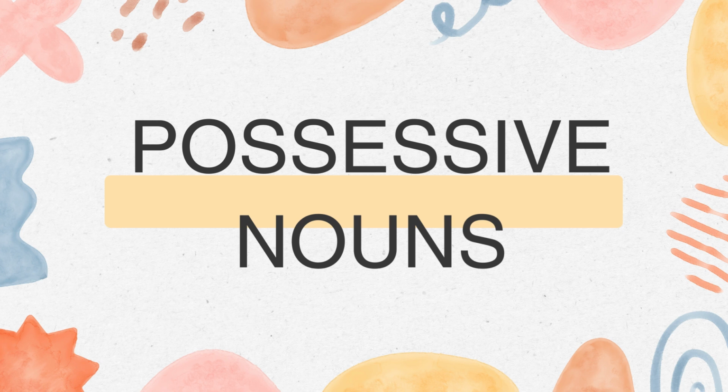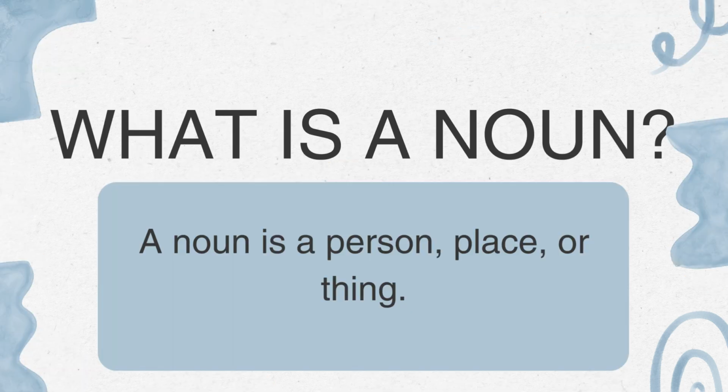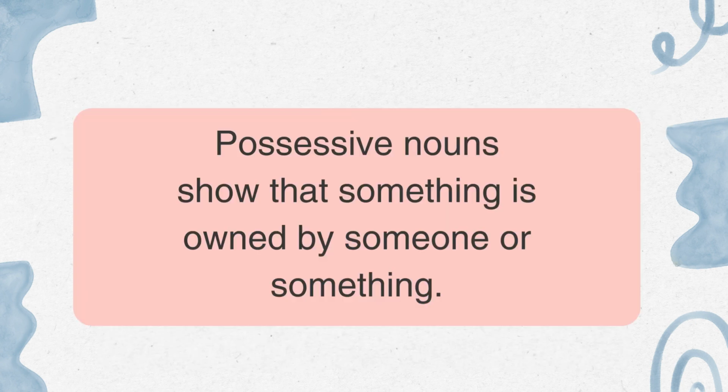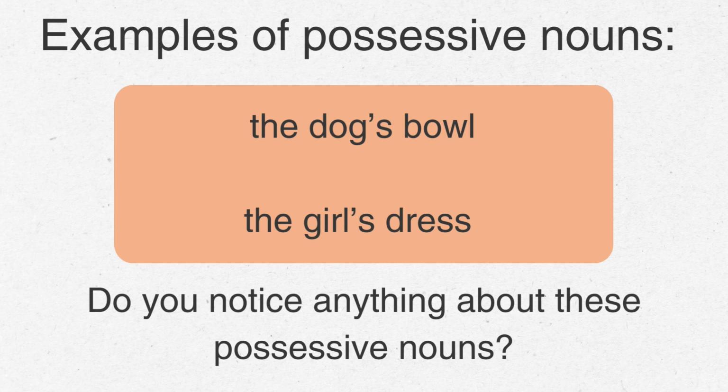In this lesson, you'll learn about possessive nouns. Let's do a quick review from our previous lessons. What is a noun? A noun is a person, place, or thing. Possessive nouns show that something is owned by someone or something. Here are some examples. The dog's bowl, the girl's dress.